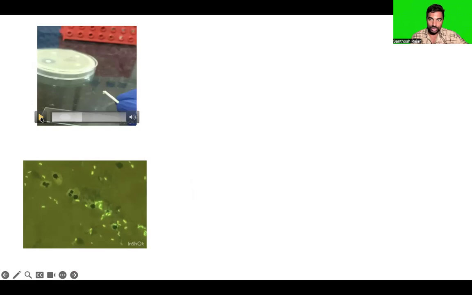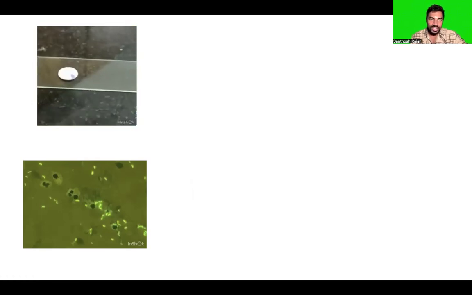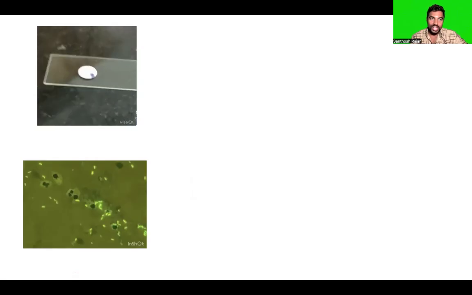From that colony, the Pseudomonas colony, they picked up and they're putting it on some disc. On the disc, you see there's a blue purple color. Are you seeing the blue purple color formed? That is exactly it. So this gives a very good clue about Pseudomonas. We'll talk about it in a while.